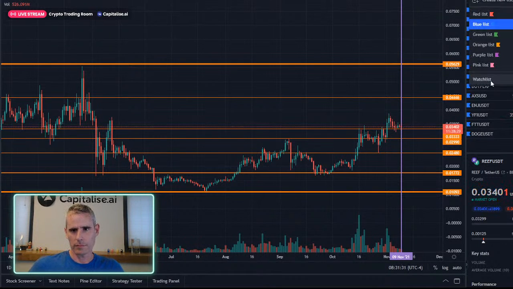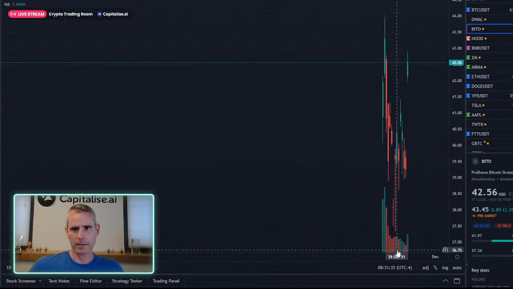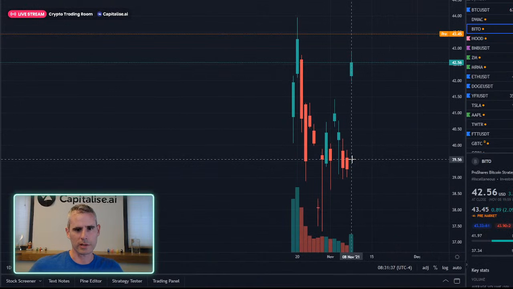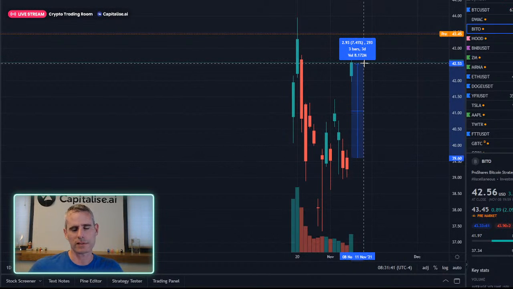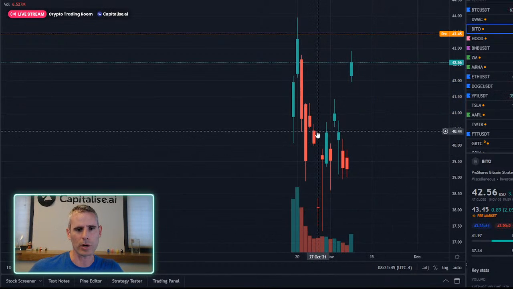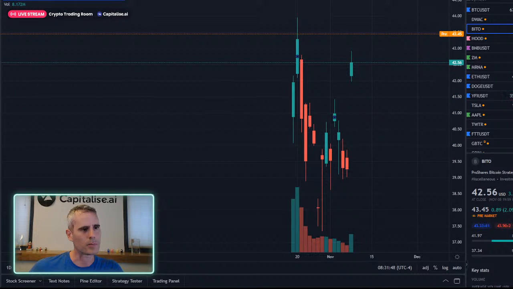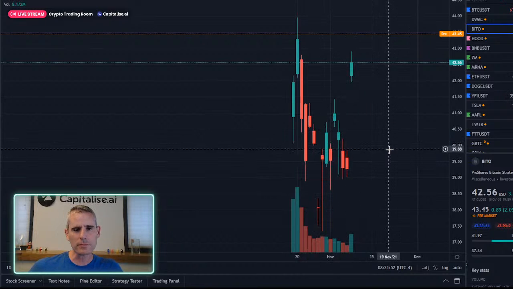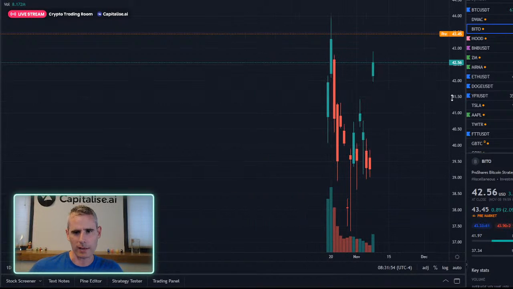If you take a look at BITO, you can see the gap. Let's say you shorted here. Like if you bought, that's a great thing to wake up to, 7%. But if you bought here and you wake up to, I don't know how much this is, a 2% gap, obviously it's bad because you don't have time to react.